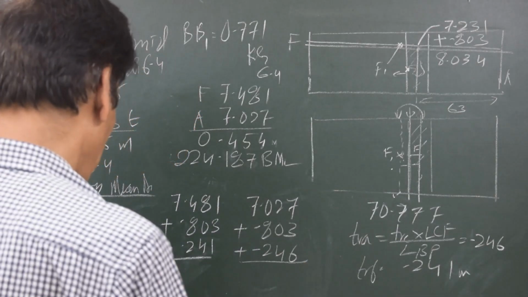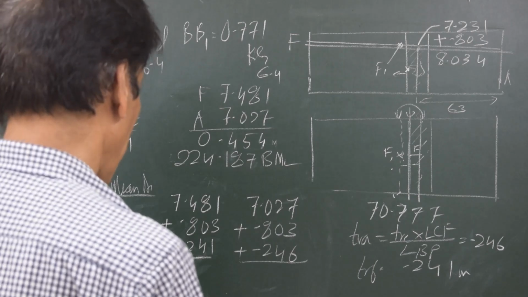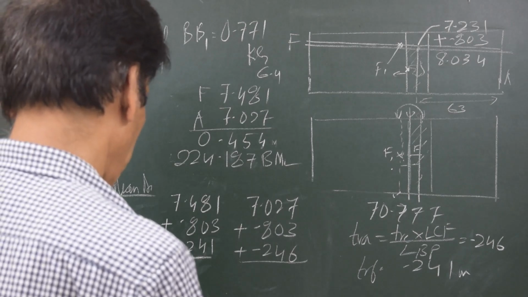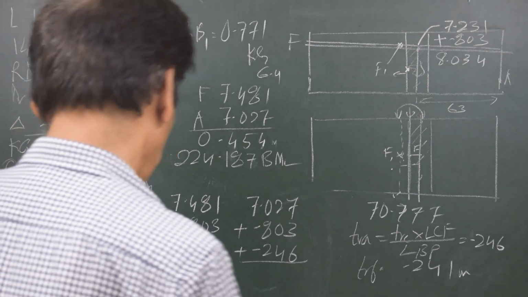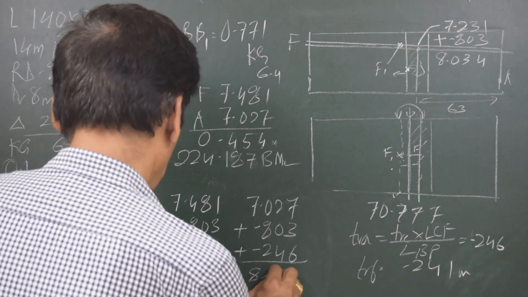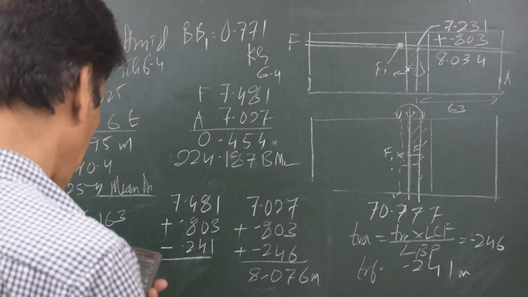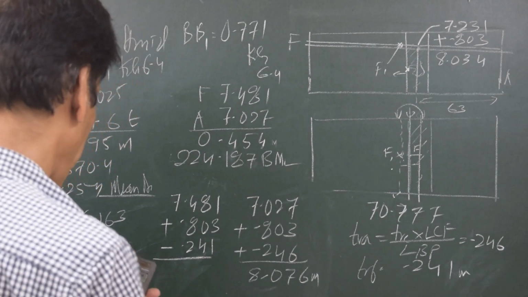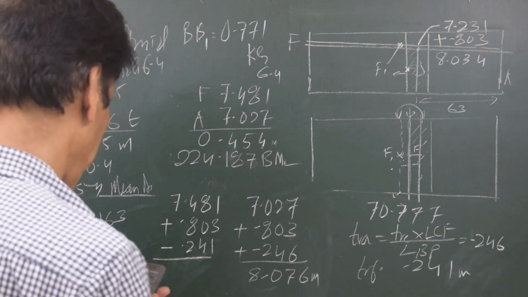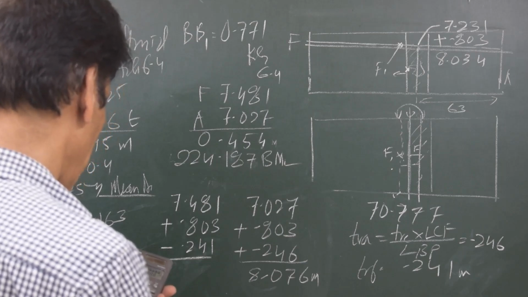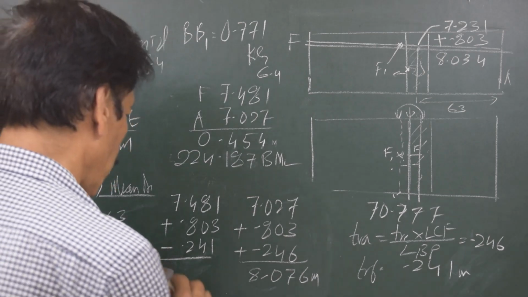So let's find out the aft draft first. 7.027 plus 0.803 plus 0.246 gives me 8.076 meters. And let's find out the forward draft. 7.481 plus 0.803 minus 0.241. It gives me 8.043.